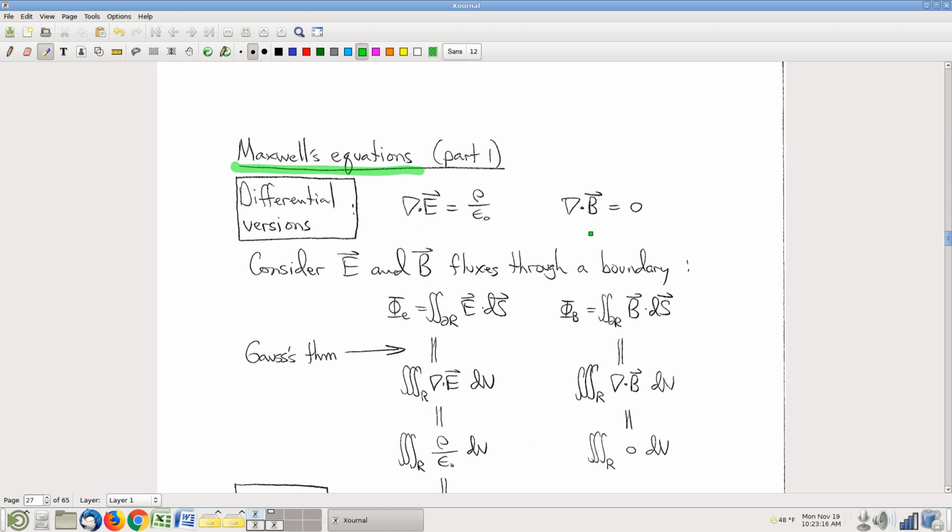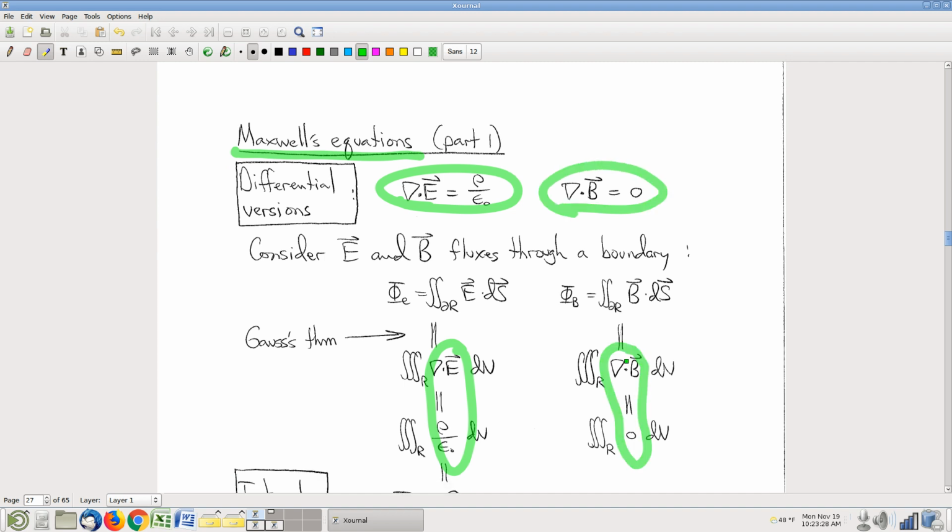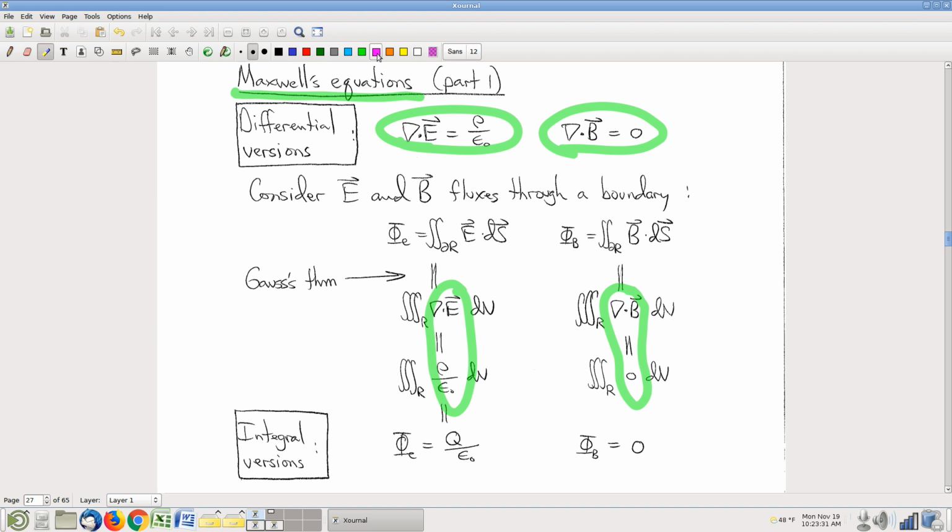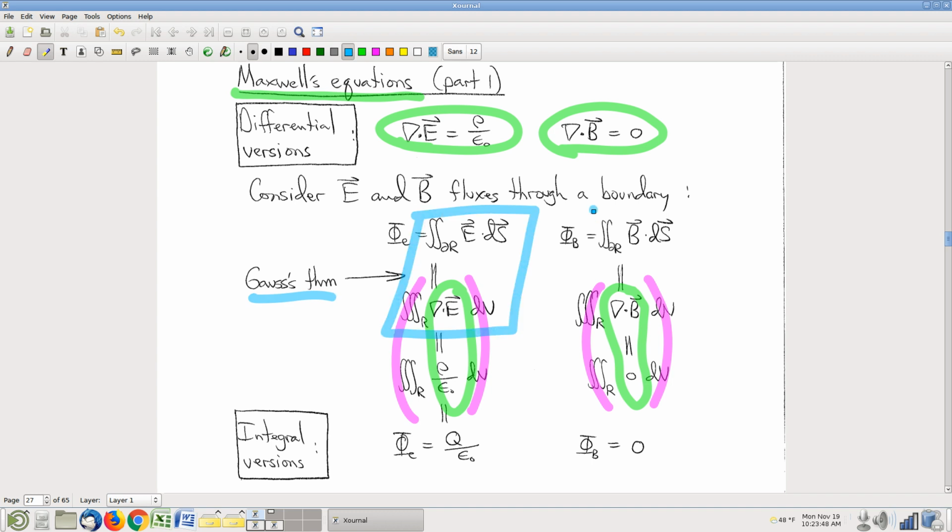So here they are again. Divergence of the electric field is proportional to charge density. There it is right there. Divergence of the magnetic field is 0. There it is right there. And you'll notice all I've done down here in this next series of equations is take these two equations, do a volume integral on both sides of the equation, and then cite the divergence theorem. The divergence theorem tells us that a triple integral of divergence is a flux.